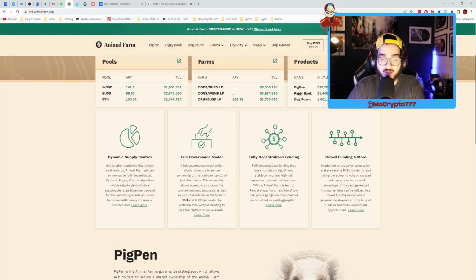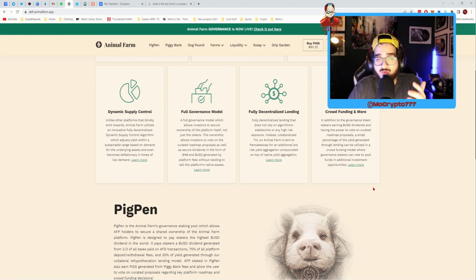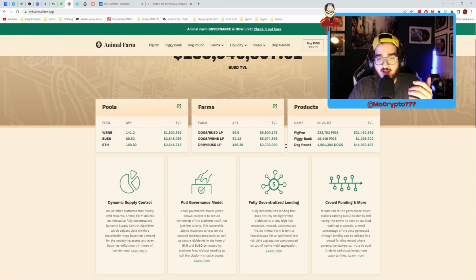What is dynamic supply control? What is the governance model? What does decentralized lending mean, right? These things might be very important for a lot of new investors that have not been exposed to this kind of stuff before. Even new people in the crypto space that are not even involved in DeFi need to understand all these things. To be able to attract these investors and keep them on our platforms, we need to educate them. And I think a large group of people on YouTube right now is doing just that.